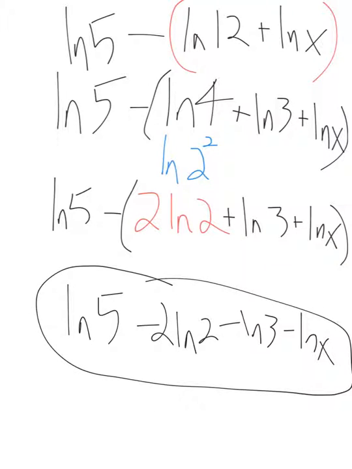You know you're done when you don't have any exponents or you can't break down the number any more than you can. I can't break down 5 anymore. I can't break down 2 anymore. Can't break down 3 or x. So yeah, that's how I know I'm done. Okay? So let's move on.